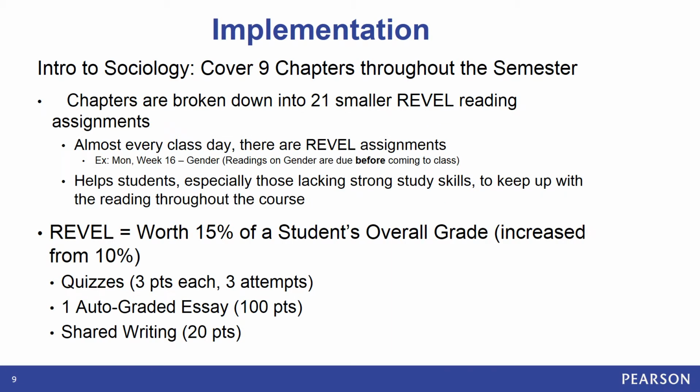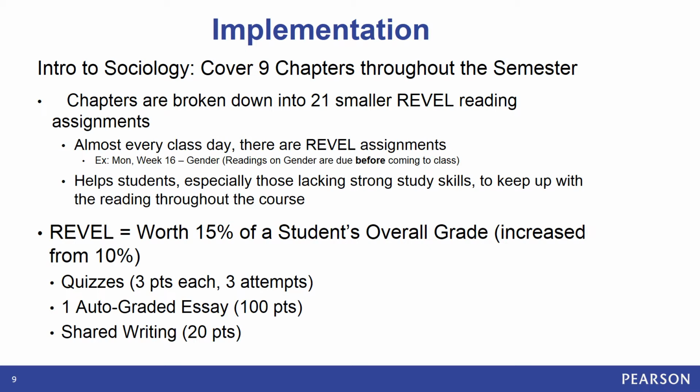And so the way that I implemented it in the classroom is that in my Intro to Sociology course, we cover 9 chapters throughout the semester. The chapters are broken down into 21 smaller REVEL reading assignments. So almost every class day when they come, they have REVEL assignments too. For example, on Monday, week 16, we're covering gender. That means those readings on gender are due before coming to class.